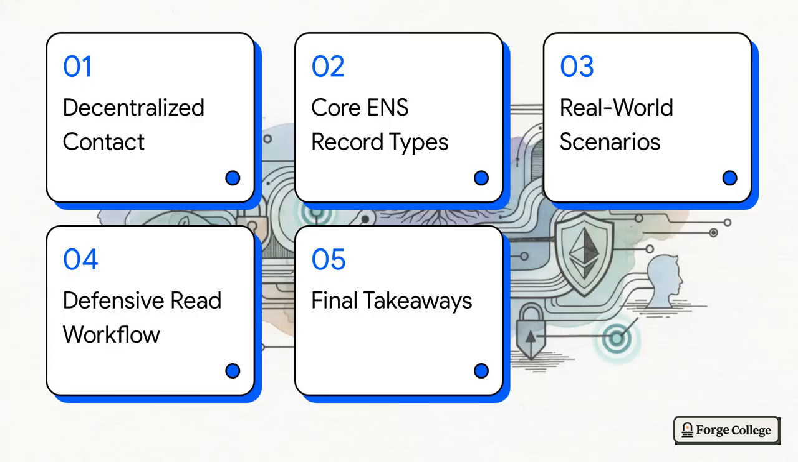Here's our roadmap for today. First, the decentralized contact card. Second, core ENS record types. Third, real-world ENS scenarios. Fourth, the defensive read workflow. And finally, some final takeaways.